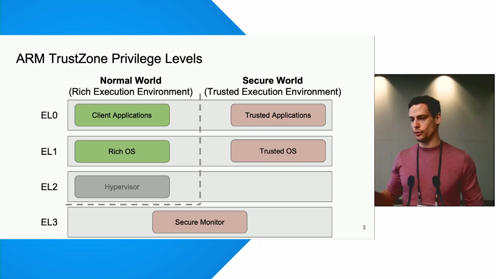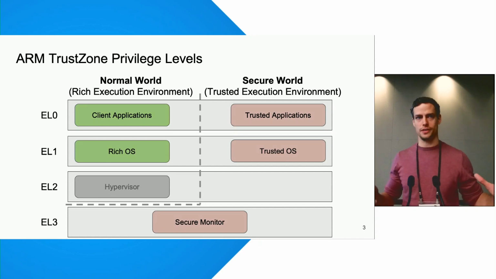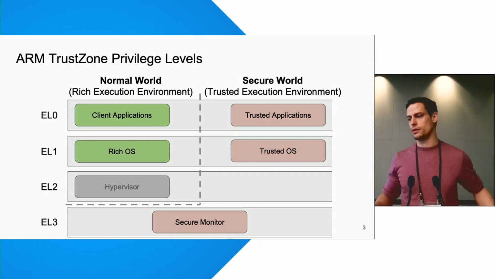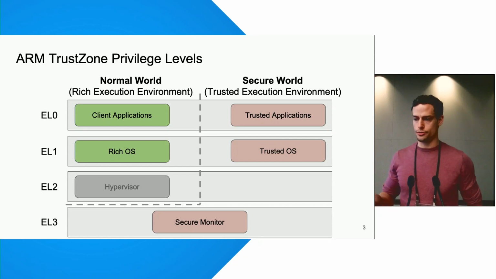We will find that we have 4 privilege levels, these exception levels that you see on the left here. And ARM did this world split where you have a normal world execution context, also referred to as the rich execution context, where you find the stuff that you're familiar with. On Android that would be the Linux kernel and the Android userland stack. And then you'll have another execution context called the secure world or the trusted execution environment, where a bunch of proprietary blobs by the vendor are usually executed.